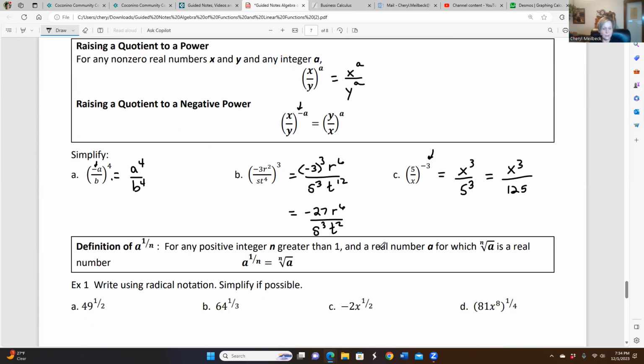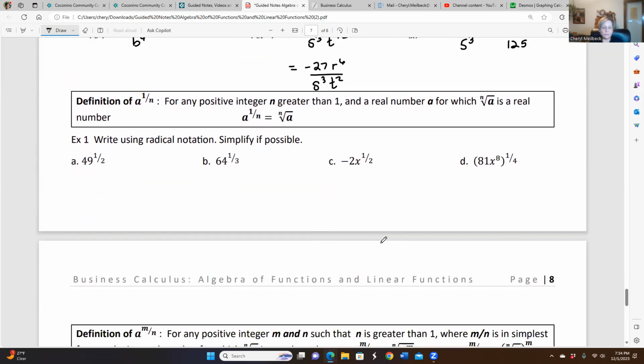All right, let's look at the definition of a fractional exponent. Here, if you have a to the 1 over n for any positive integer n greater than 1 and a real number a as the radicand, what that is equivalent to is the nth root of a. So a to the 1 over n is the nth root of a.